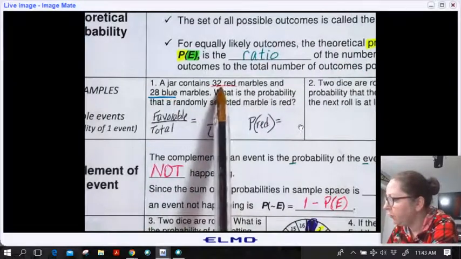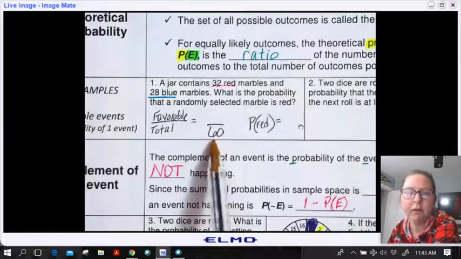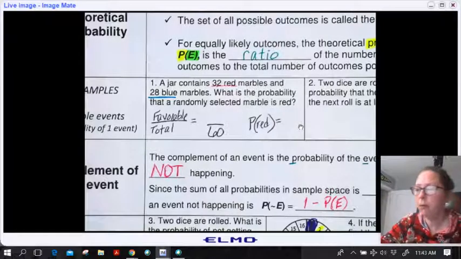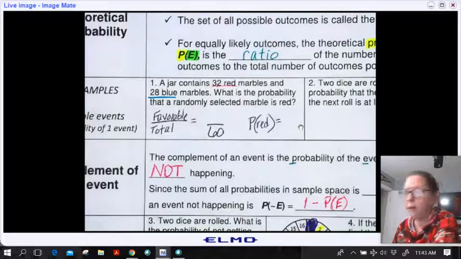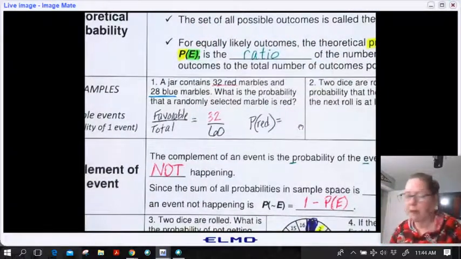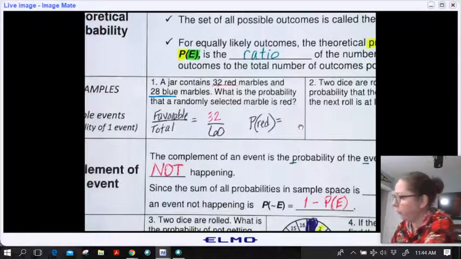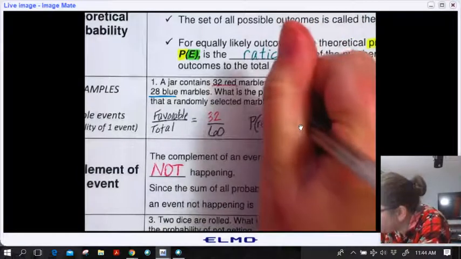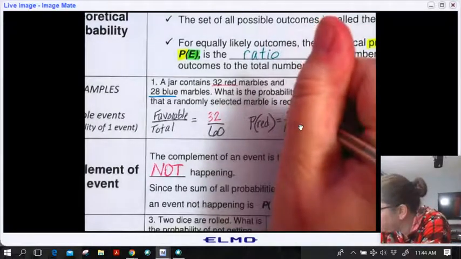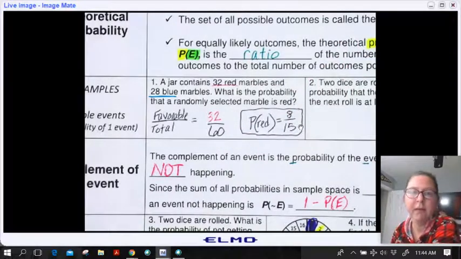So we have 32 red and 28 blue. We need to add those together to get our total, which I've done. That equals 60. And then the favorable outcome that they're looking for is a red marble, so that is just going to be 32. So 32 over 60. Now I'm going to reduce that fraction, and it will be 8 over 15. And that's it, I'm all finished. That is about as simple as it gets.